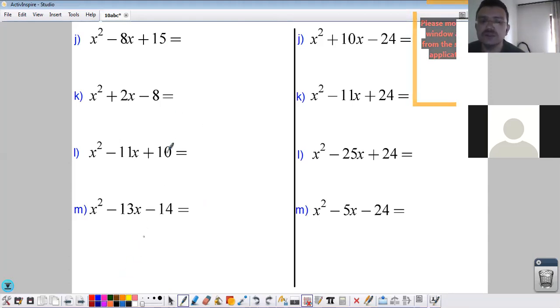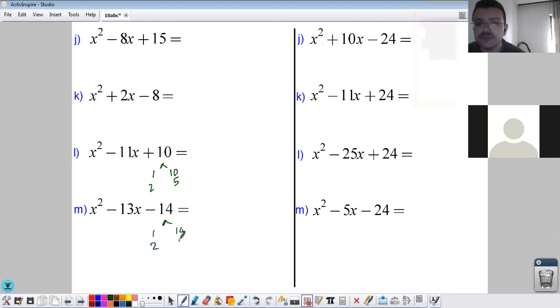The way of thinking is the same whether you have no number in here or a number over there: you have to find two numbers which, when you multiply, must make 10. In this case, when you multiply them, they must make 14. You can arrange the signs later. First, you think about all the options that give you 10: 1 times 10 and 2 times 5. Think about all the options that give you 14: 1 times 14 and 2 times 7. From these two options, one of them must work.